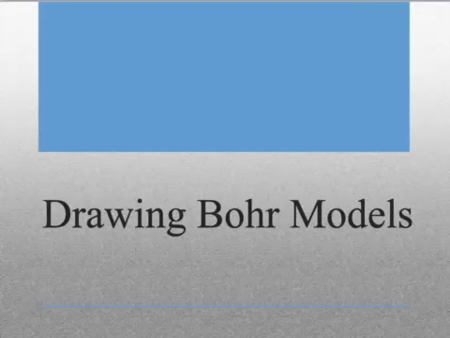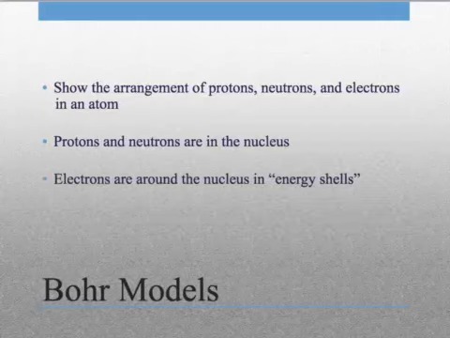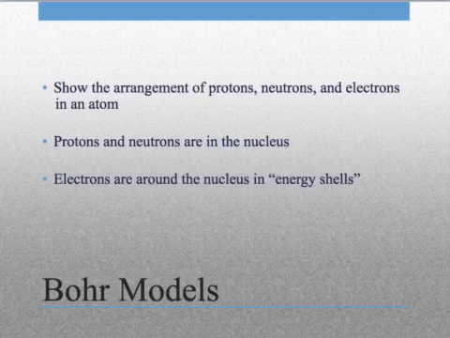Okay, today we're going to be learning how to draw Bohr models. A Bohr model is a picture that shows how protons, neutrons, and electrons are arranged in the atom. So yesterday we talked about how protons and neutrons are inside the nucleus in the very middle, and then electrons kind of surround the nucleus and fly around. So we want to have some way that we can draw this picture to represent each of these elements.